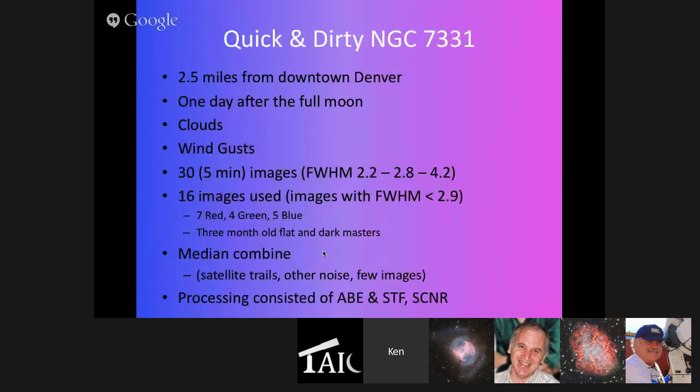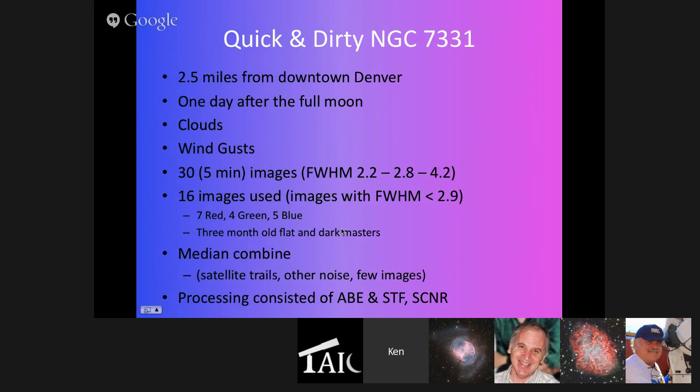So I did collect data, though, and I wanted to throw this up to remind you that I just did this as a quick and dirty process, so please don't judge it on its artistic merits. It did collect 30 images in its run. Of those, I had a wide range. The median FWHM here was 2.8, and on my camera I've got a 1.1 arc seconds per pixel imaging scale. I wound up choosing, basically, the better half. So I got 16 images. This is what I got.